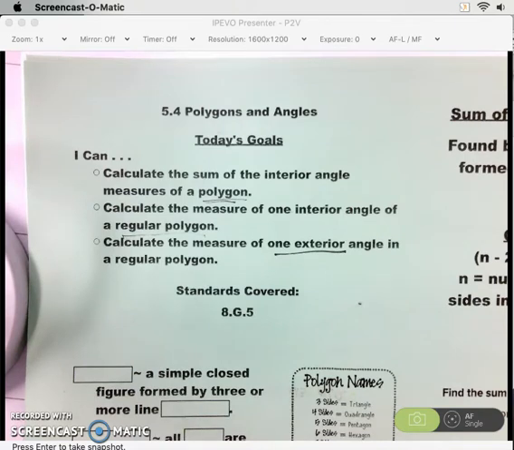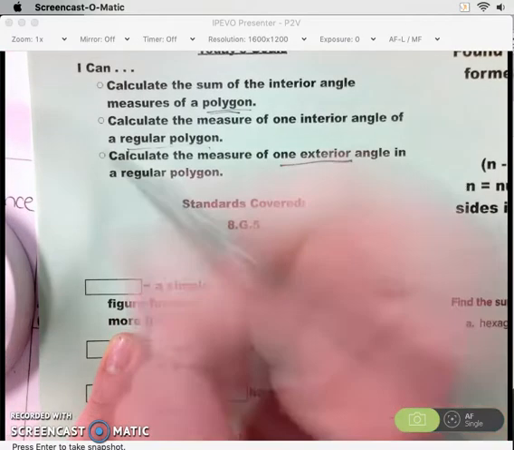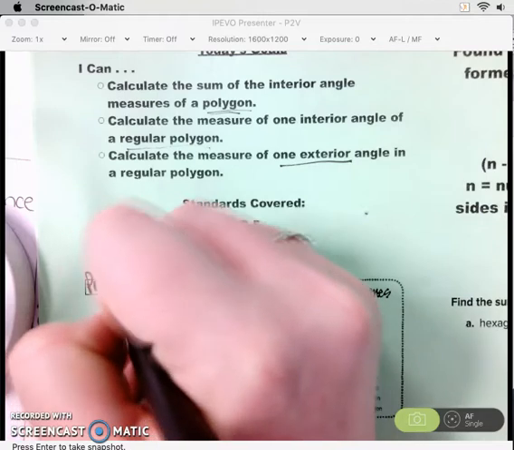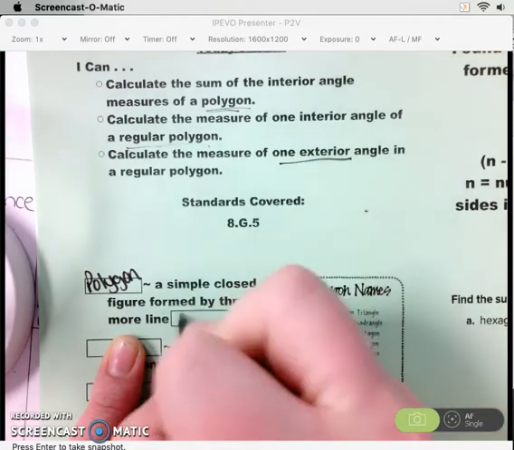So first we have to decide what the vocab is. What does that mean? First, a simple closed figure is just going to be a polygon. A polygon is a simple closed figure formed by 3 or more line segments.